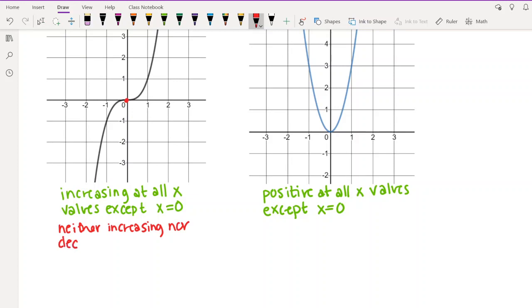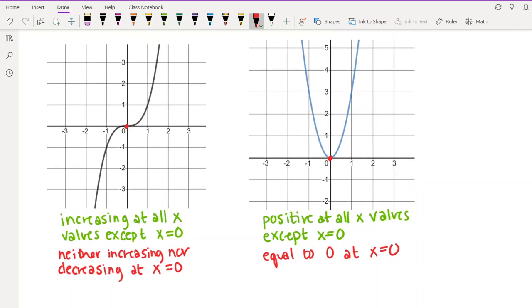So when a graph is neither increasing nor decreasing at a particular x value, that tells you that the derivative is actually equal to 0. So we should just say the derivative is equal to 0 at x is equal to 0. When I say equal to 0, I mean, again, the y value of the function is equal to 0 when x is equal to 0.